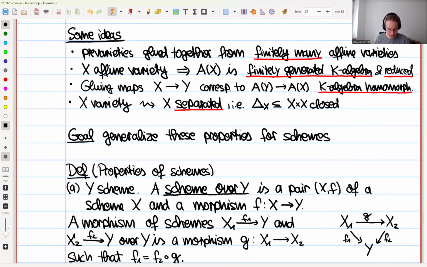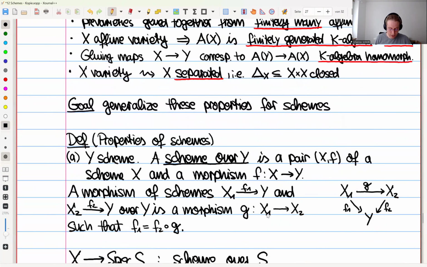So, some properties of schemes. If Y is a scheme, then a scheme over Y is a pair X, F, where X is a scheme and F is a morphism from X to Y. And often in the notation, you also write X really over Y, so somehow it's higher than Y. And so a priori a scheme over Y is just the data of this morphism.